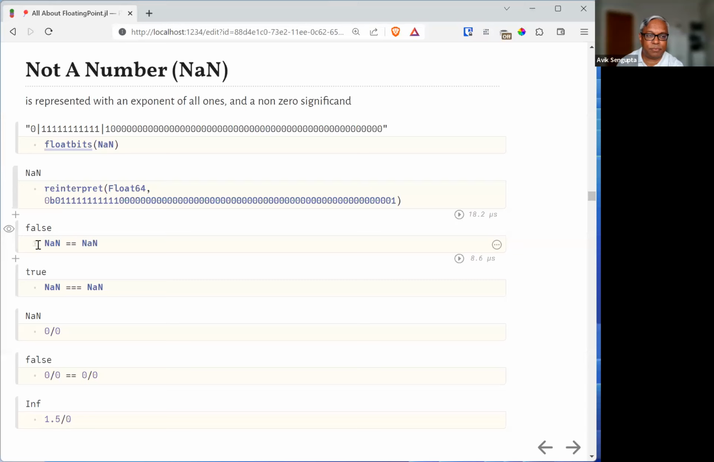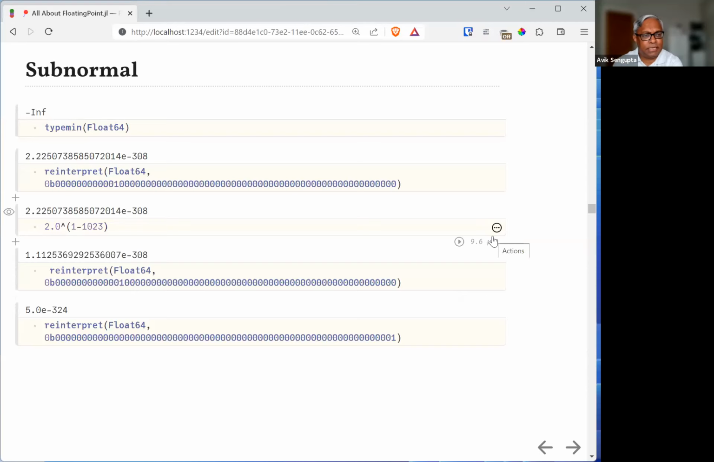Something about NaNs to keep in mind is that no two NaNs are equal to each other. But when you use equivalence, or triple equals, then the NaNs are true in Julia. But generally, any NaN is not equal to another NaN, and that's true in Julia and most other languages.